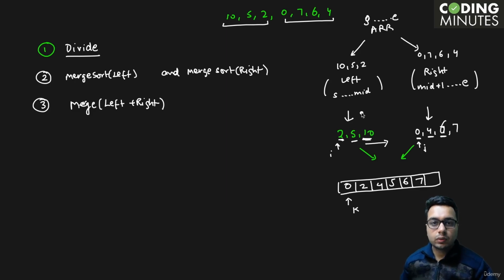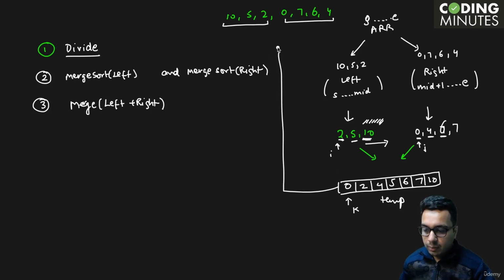So whatever elements are remaining, we just copy them directly into the temporary array. Once we have this temporary array created, we put all the elements back in the original array. So these elements are copied back to the original array and you will get the sorted array.